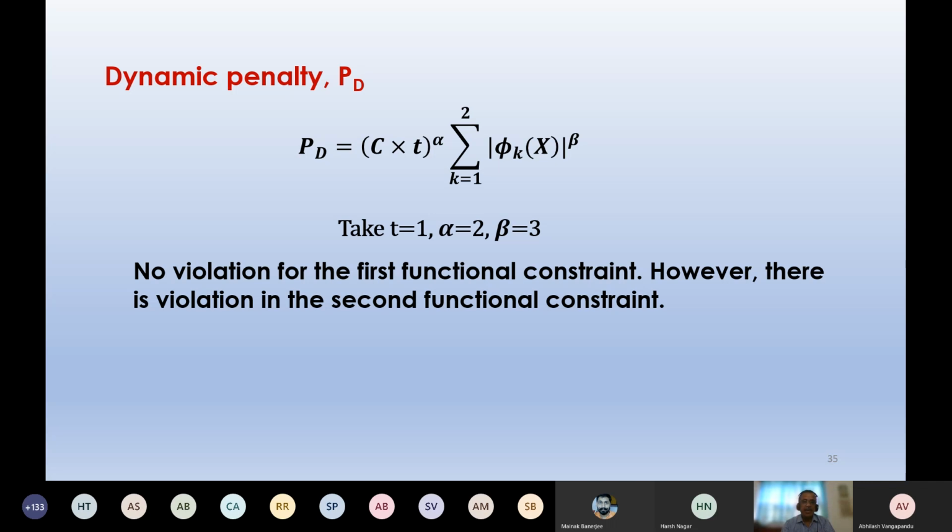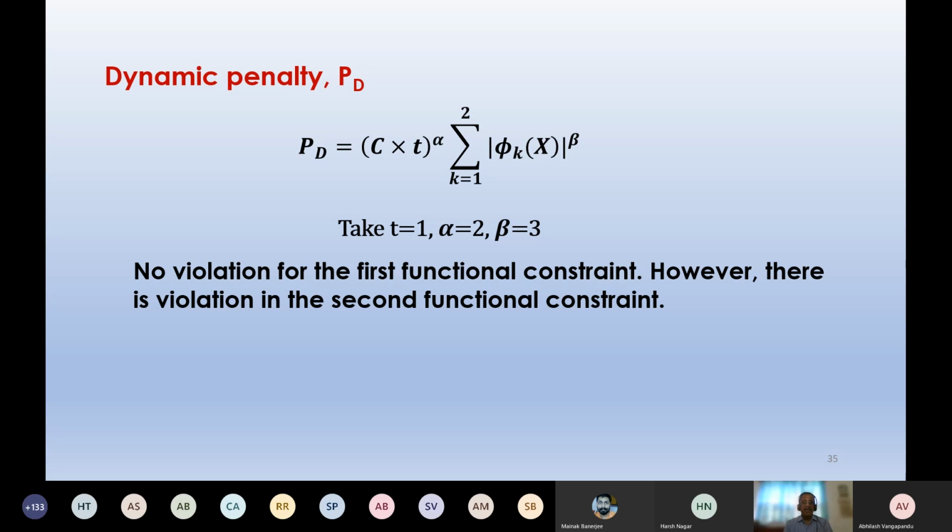Now here, what I'm going to do is, I'm going to take t equals to 1. So this is the expression for the dynamic penalty. That is PD equals to C multiplied by t raised to the power alpha, summation k equals to 1 to 2, mod value of phi k x raised to the power beta, t equals to 1. Let me consider alpha equals to 2, beta equals to 3.